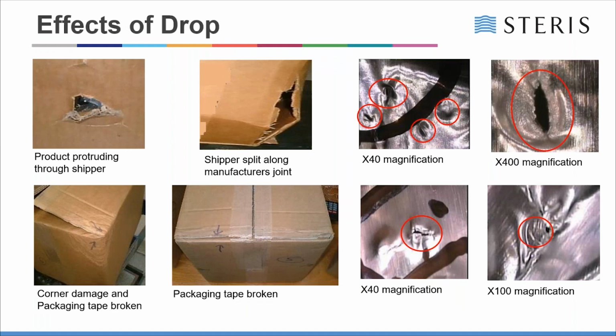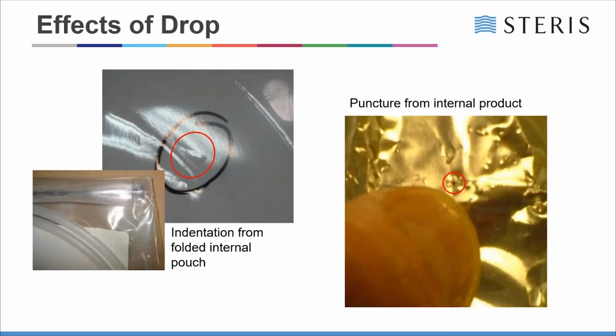Other typical effects of drop testing will be the actual product coming out through the packaging itself. It's typical splitting of the shippers, tape opening, and on the primary packaging where you're getting holes through the actual packaged product itself. And again, it is fairly typical, depending on the packaged product and what's in there, and how good the packaging is supposed to be, and what cushioning levels are in there.